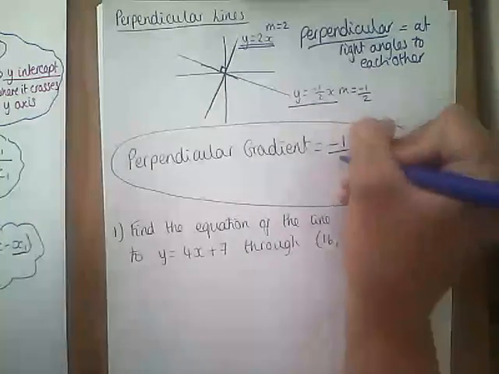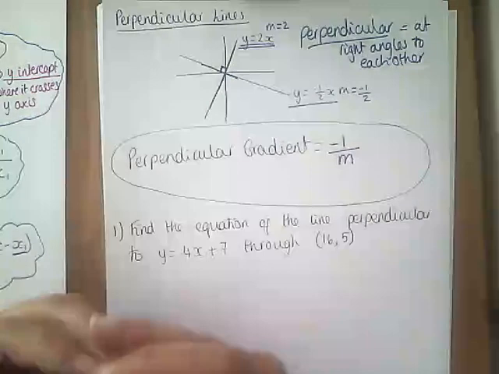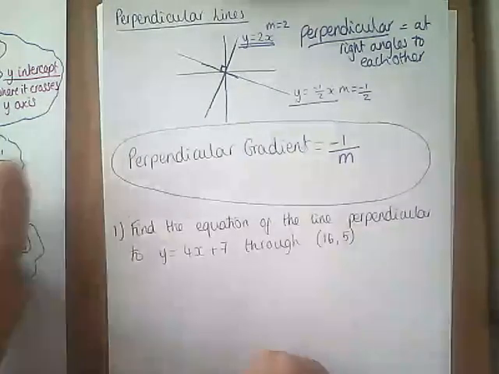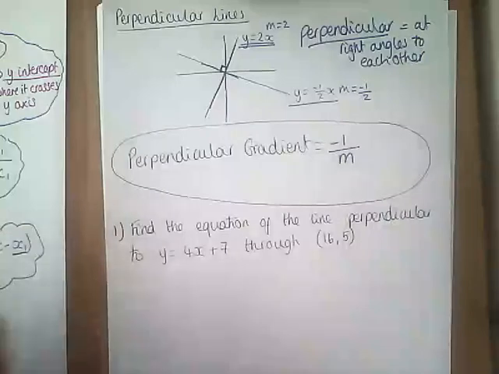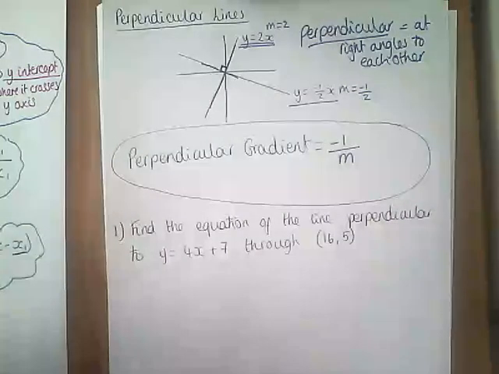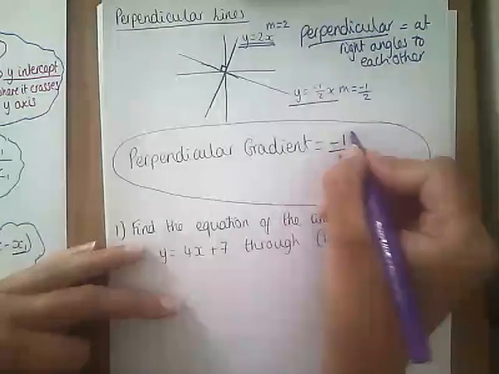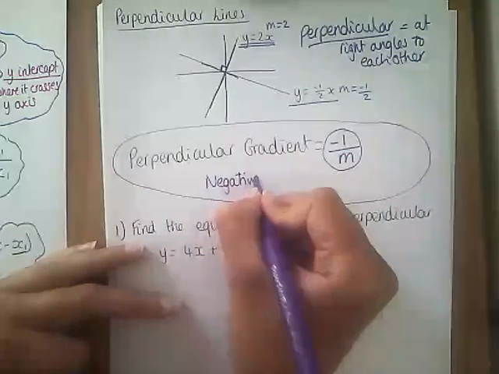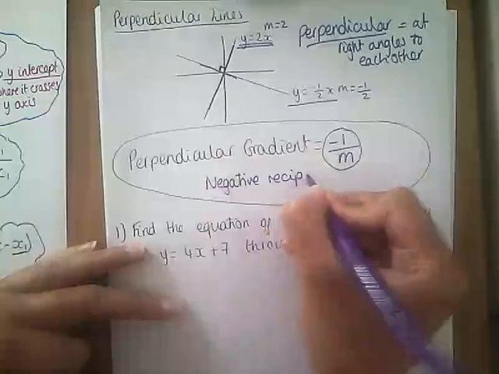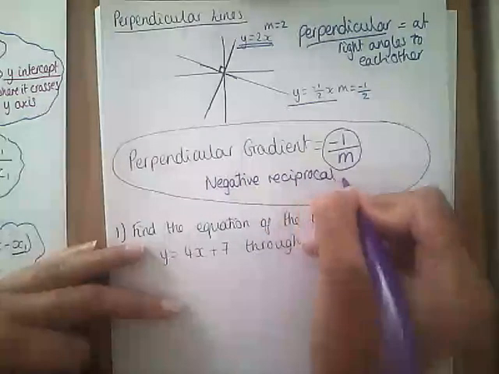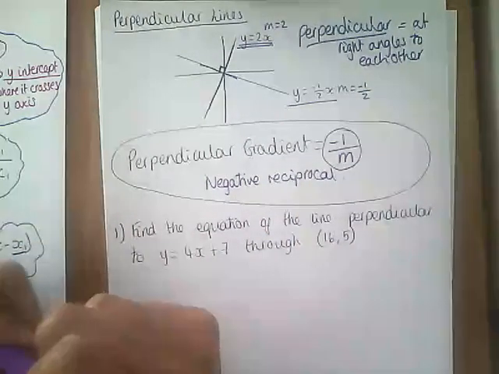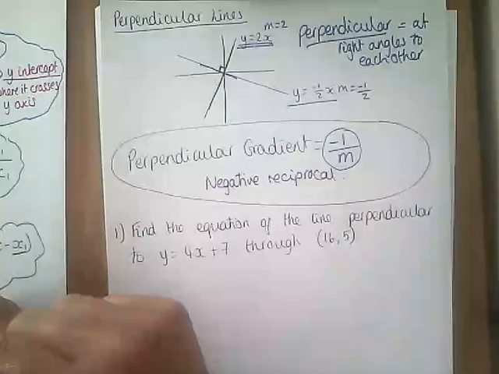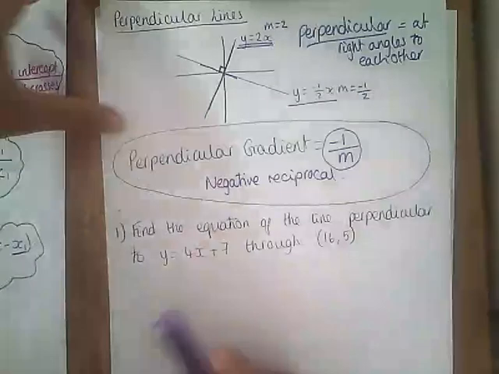So, to calculate the perpendicular gradient, it's minus 1 over m. So, if you have the gradient of one line, say the gradient of one line is 3, the perpendicular gradient is minus 1 over 3. This you could also call taking the negative reciprocal. So the perpendicular gradient is the negative reciprocal. Recall that the reciprocal is 1 over, so the negative reciprocal is minus 1 over. It will hopefully make sense when we do it.